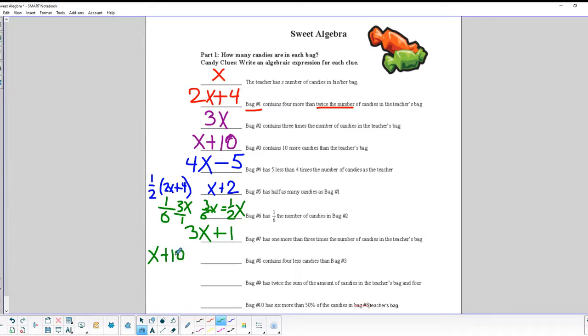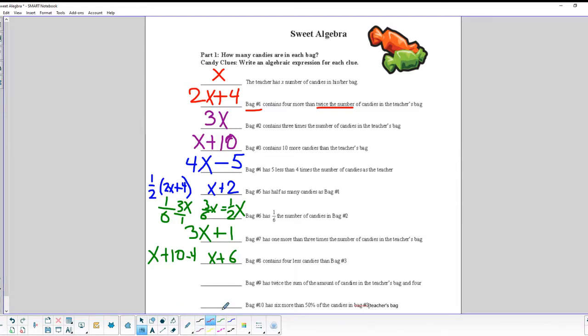And this says that it was going to have 4 candies less than that. So we're just going to subtract 4 from this whole bag. And when we do that, we end up with x plus 6 for our final piece in that section. Okay, so let's move on to another one.